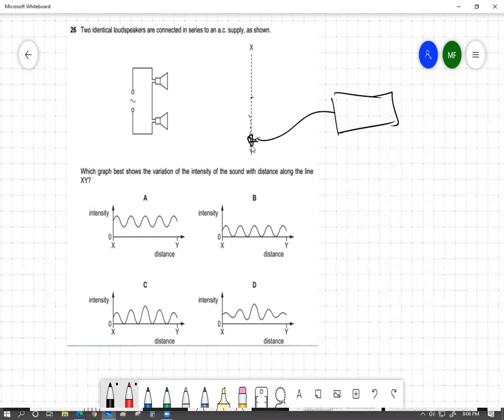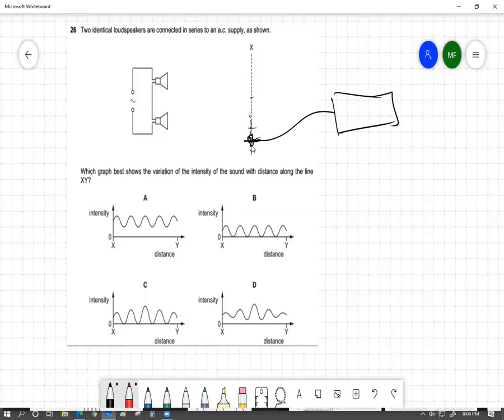So we should close one ear completely, and using the other ear, we can move our head along this line and try to figure out at which locations we hear a loud sound, and at which locations we hear silence. This is what we're trying to achieve along this line. The question asks which graph best shows the variation of intensity of sound with distance along the line XY. So how would the sound intensity look for this case?